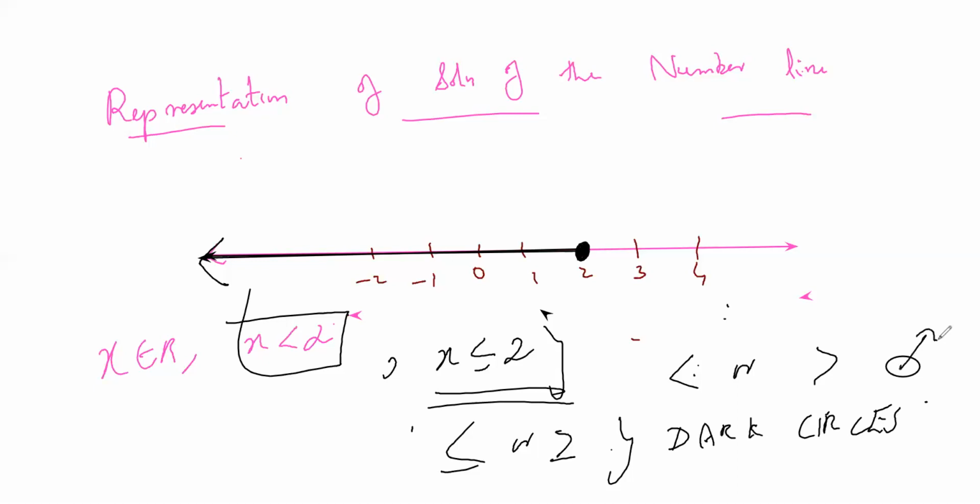This one. So this is our hollow circle. Hollow circle for less than or greater than. That's all. Are you guys clear up to this? Yes, from 2 you have to mark. Correct. From 2 you have to mark.